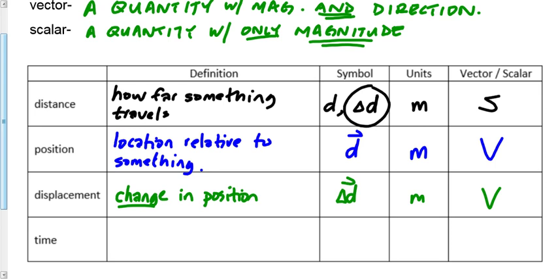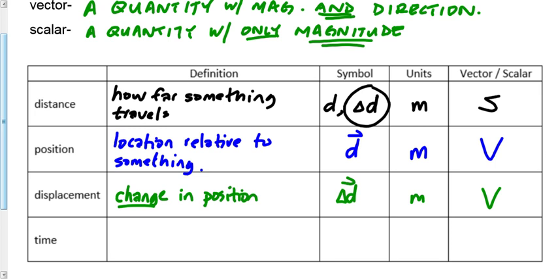Now, time. Actually, let me give you an example of displacement here first. Let's go back to the example that I was doing a minute ago, okay? I'm 2 meters north of the wall. That's my position, right? My initial position. Now I'm 8 meters north of the wall. That's a position as well, right? My distance was 6 meters. What's my displacement in there? When I went from 2 meters north to 8 meters north, my distance was 6 meters. My displacement is 6 meters north.